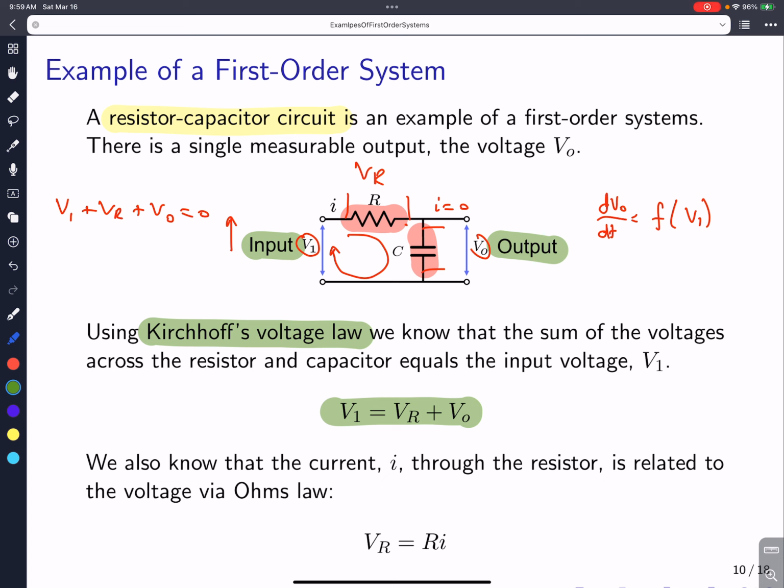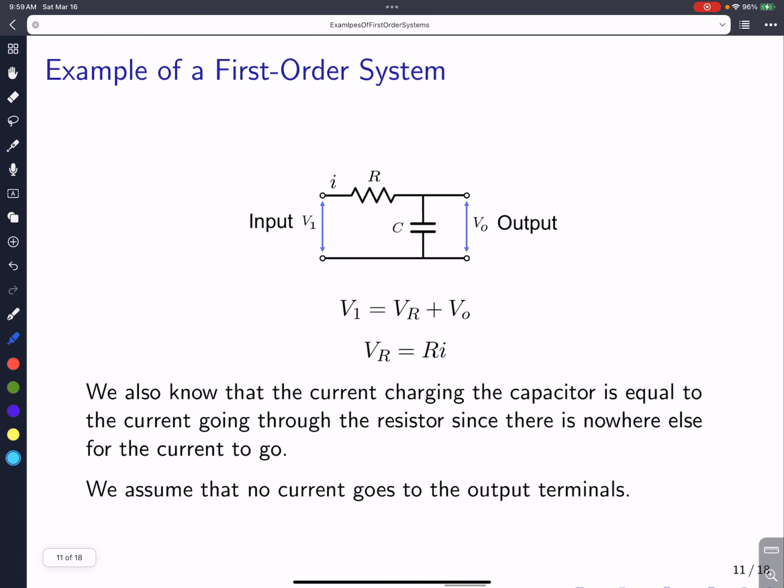So V1 is just the sum of the voltage across the resistor and the voltage across the capacitor. Now the other thing we know is what the voltage is across the resistor. We know that from Ohm's law. I can invoke Ohm's law for the resistor, so that the voltage across the resistor is equal to the resistance times the current. These are the two basic relationships we've got, and I just repeat them here: Kirchhoff's law and Ohm's law.